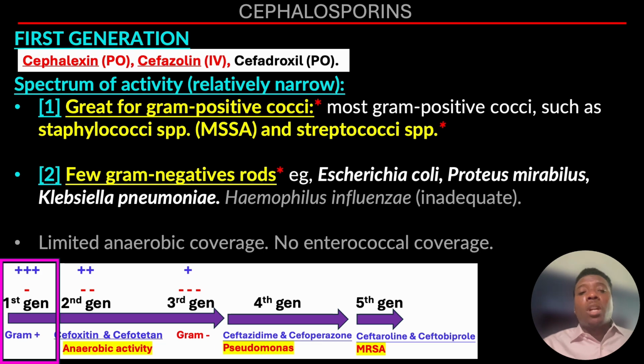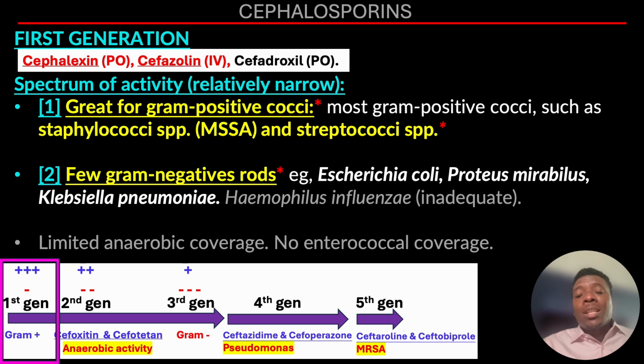So let's talk about the first generation cephalosporins. The 2 most important features of the spectrum of activity for these antibiotics are that they're really, really great for gram-positive cocci, especially Staphylococcus species and Streptococcal species. They're not as great for gram-negative rods. However, there are a few gram-negative rods that are very important. And most of these are what we call the urinary coliforms, like E. coli, Proteus, and Klebsiella. There is some anaerobic activity. However, it has limited anaerobic activity. So it's not the drug of choice cephalosporin-wise if you're worried about anaerobes. But again, there is some limited anaerobic coverage, and there's no enterococcal coverage.